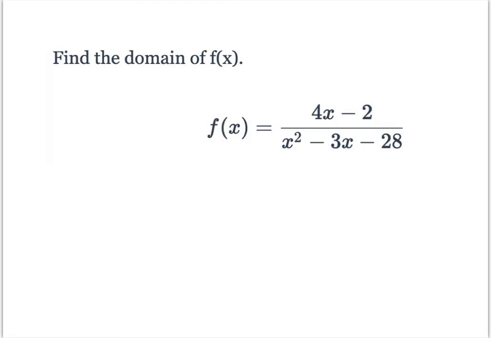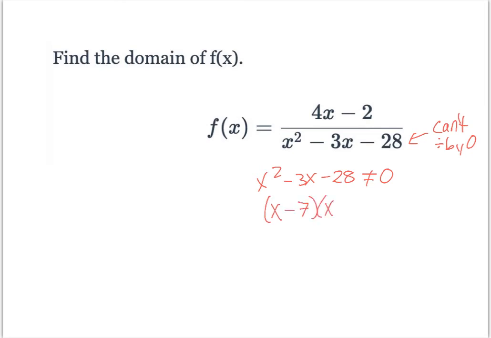Our domain issue dealing with fractions, we can never divide by 0. So when looking here in terms of domain, I'm going to completely ignore the top of this rational function and just take a look at the bottom where we've got x squared minus 3x minus 28 cannot be 0. I'm going to factor this because it looks factorable. And when I do that, I've got x minus 7 and x plus 4 cannot equal 0. That means that x cannot equal 7 and x cannot equal negative 4.